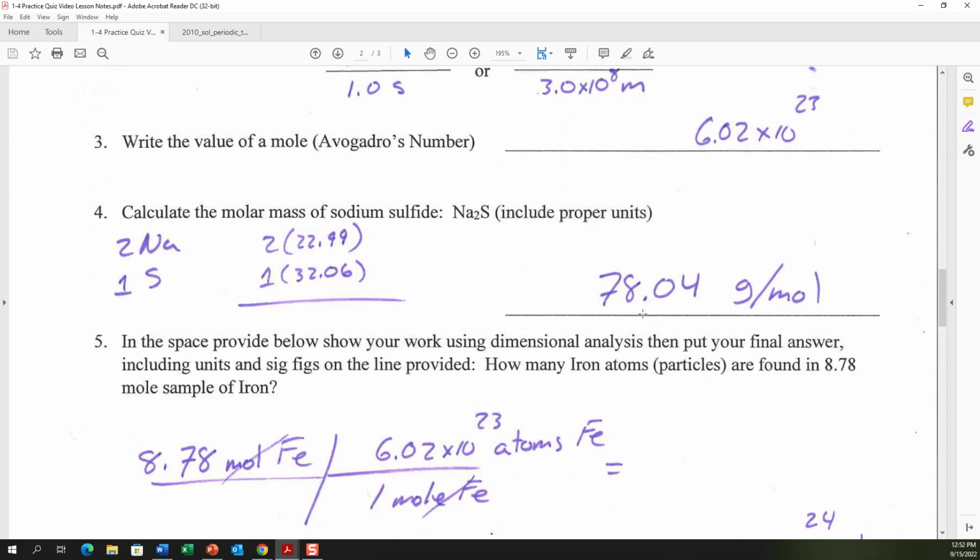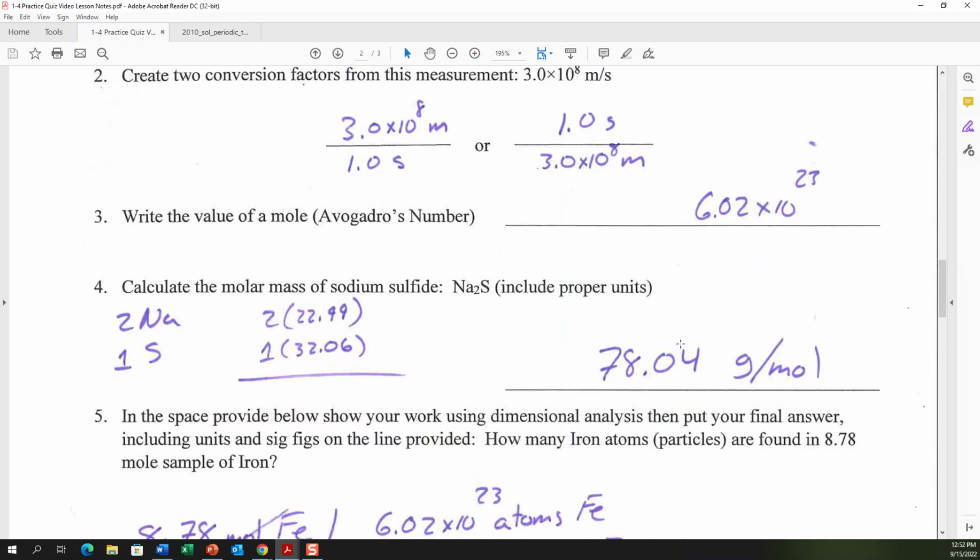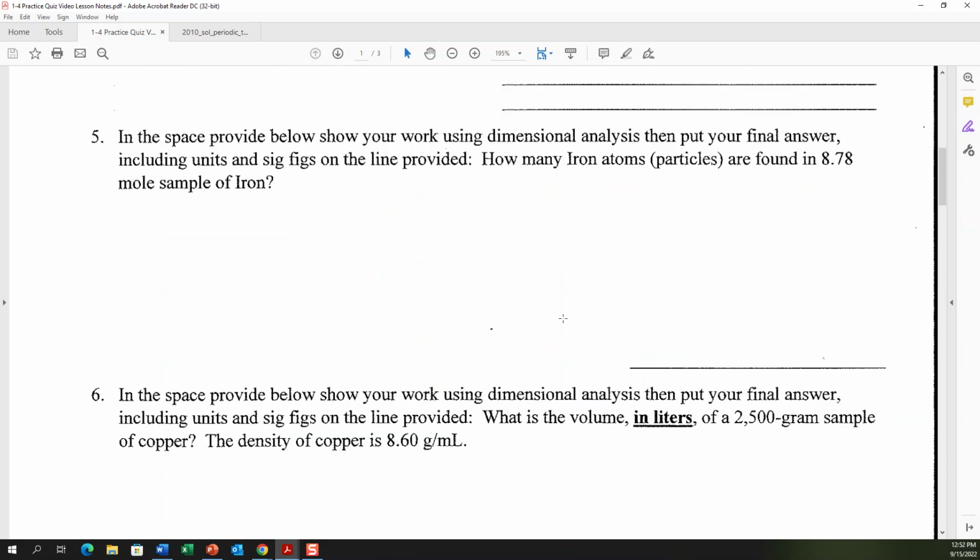Just like up here, we could use this as a conversion factor. This would be my conversion factor to convert moles of sodium sulfide to grams, or grams of sodium sulfide to moles. So I could say 78.04 grams over 1 mole, or I could say 1 mole on top over 78.04 grams. Okay, so now let's go to the actual dimensional analysis problems.